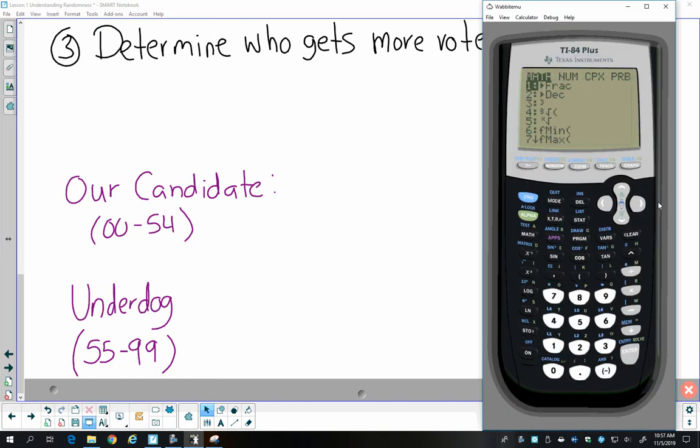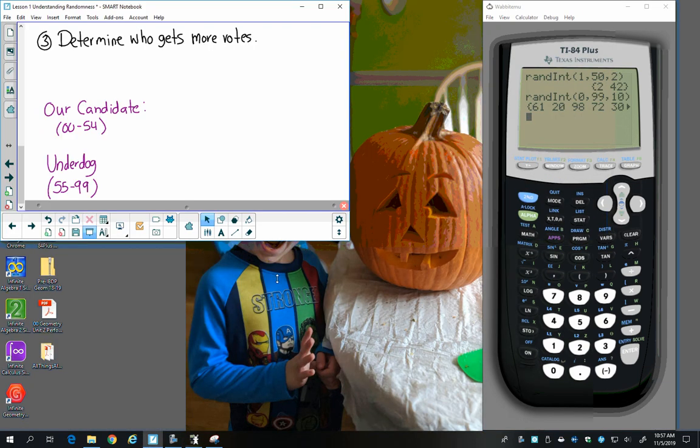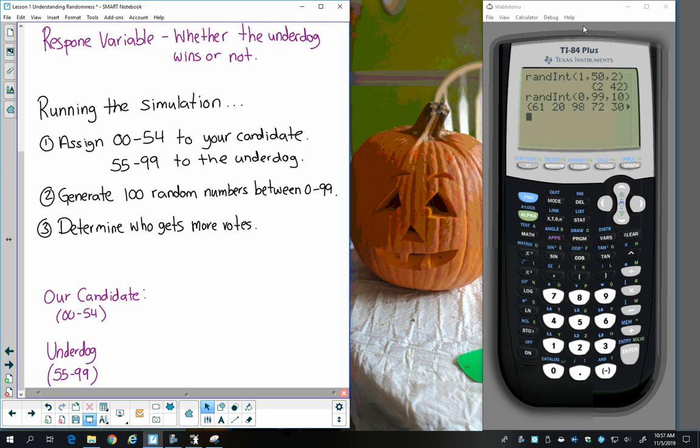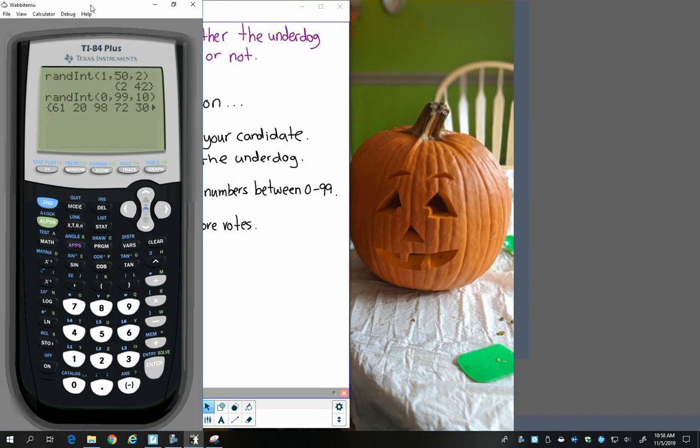So I'm going to generate random numbers between 0 and 99. And I'm going to generate 10 at a time. Let's see here. I'm going to make this so you can see my calculator and what I'm writing down, and of course Owen and his pumpkin.